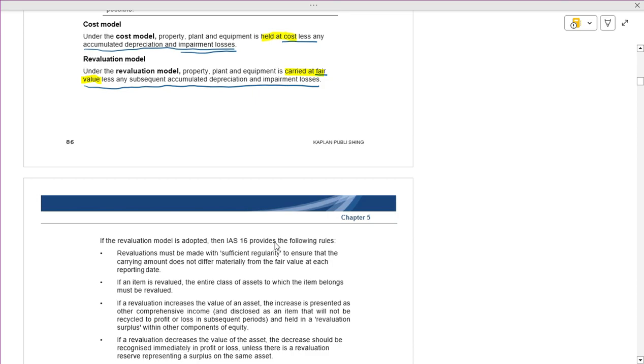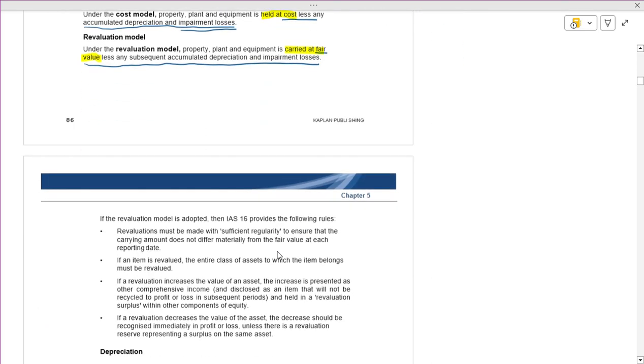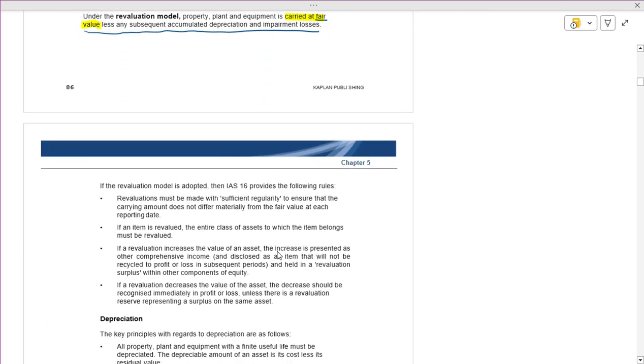If the revaluation method is adopted, see, the cost method is fine: cost less accumulated depreciation and impairment losses. If the revaluation method is used, say you purchased an asset in the year 2016 and you want to do some calculations in 2023. You purchased the asset for 10 years, so there will be a historical cost of 20,000 pounds. Now you want to make the revaluation.